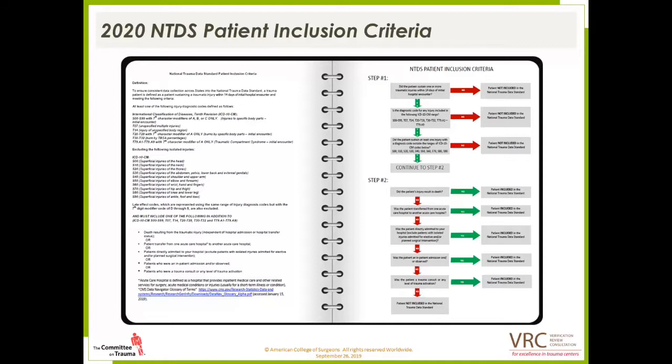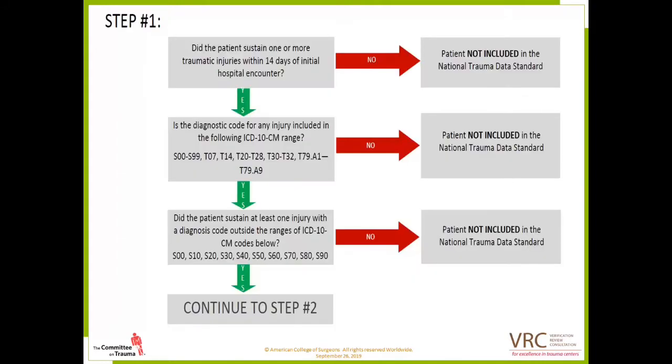If you open up the dictionary, here's where you'll find the NTDS patient inclusion criterion. On the left-hand side, it's more of a list form, and on the right-hand side is an algorithm. You can see on the algorithm there's 2 steps. Here's step 1, and then we have step 2. For the sake of today's presentation, we're going to go over the algorithm.